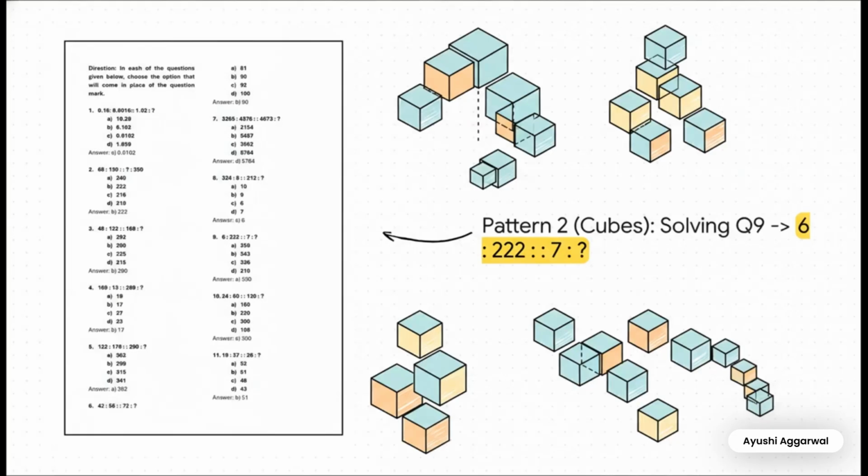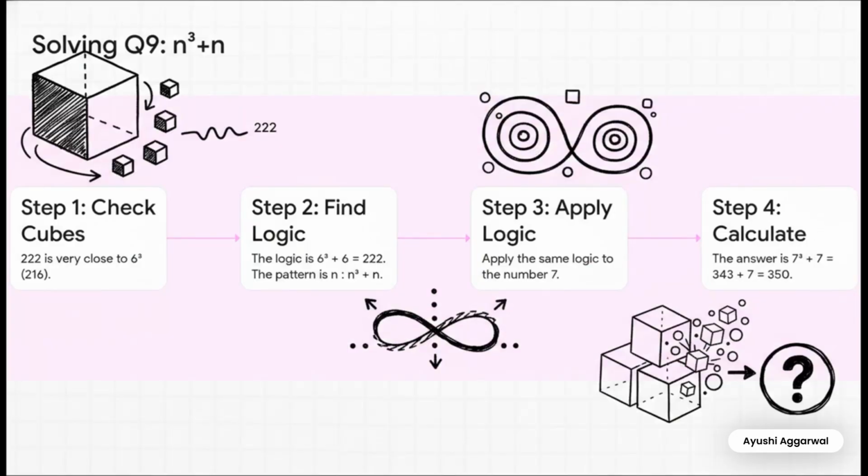So, if the numbers aren't close to a square, what should be your next logical check? Exactly, perfect cubes. Let's solve this question. Look here. The number 222 is very close to 6 cubed, which is 216. So what's the exact logic? It's 6 cubed plus 6. The pattern is n is to n cubed plus n. This question is often repeated. It's a favorite pattern of exam setters. So let's apply the same logic to 7. The answer will be 7 cubed plus 7, which is 343 plus 7, giving us 350.